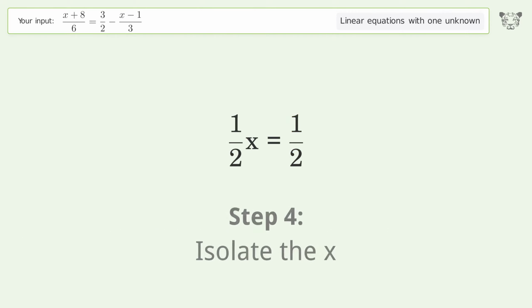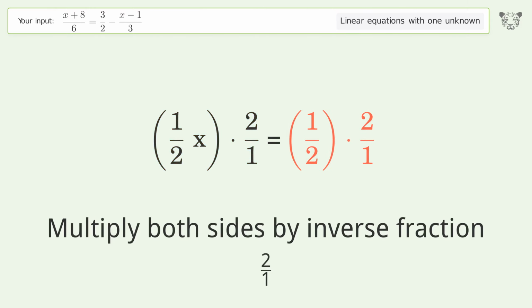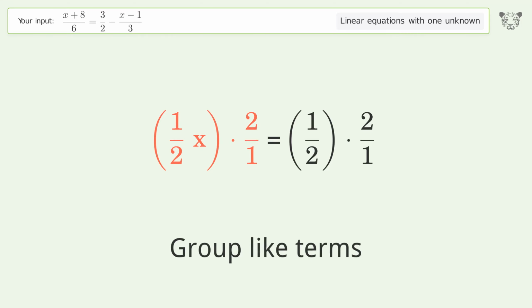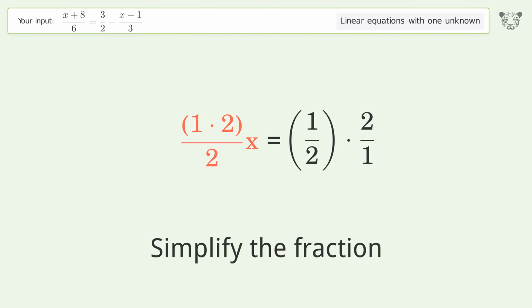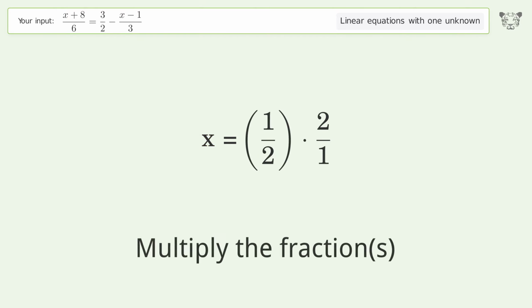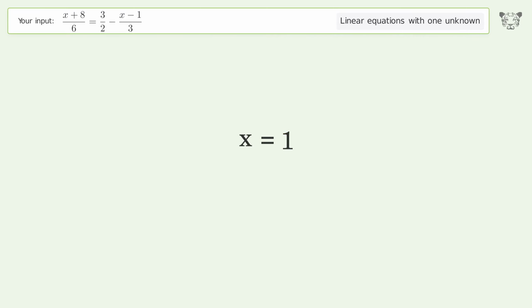Isolate the x. Multiply both sides by inverse fraction 2 over 1. Group like terms. Multiply the coefficients. Simplify the fraction. Multiply the fractions. Simplify the fraction. And so the final result is x equals 1.